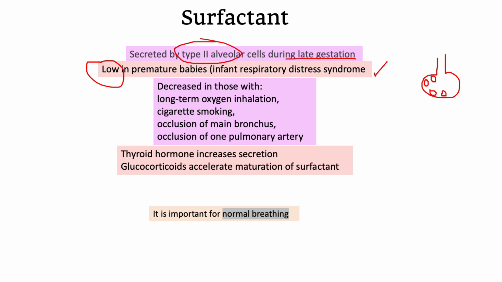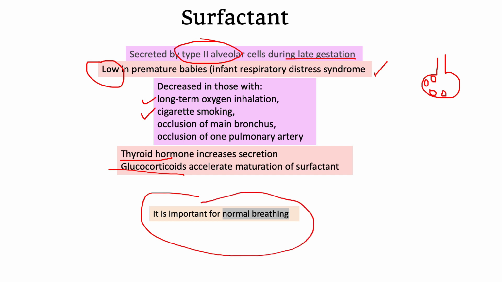In adults, there can also be a decrease in surfactant. Those who have long-term oxygen inhalation therapy, or those who have smoked cigarettes for a long time, are also prone to a decrease in their surfactant level. Thyroid hormone will increase the secretion of surfactant, and glucocorticoids will accelerate the maturation of surfactant. So as we can see, surfactant is very important for our normal breathing.